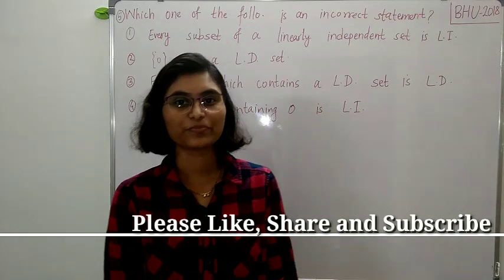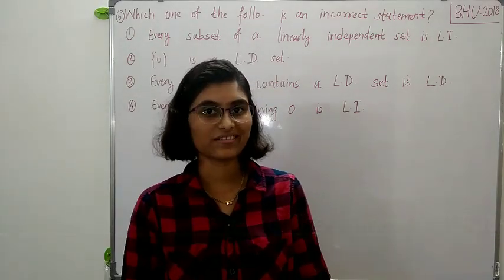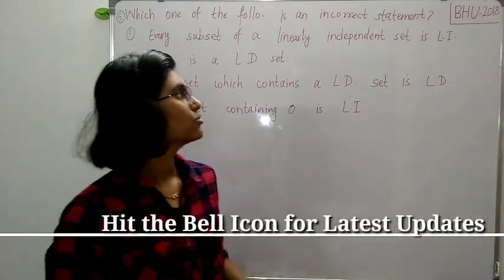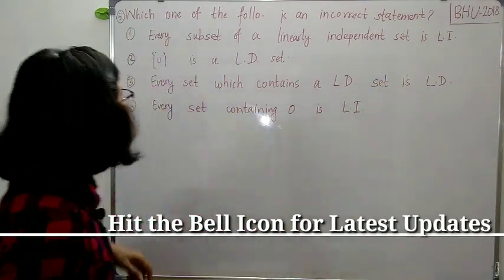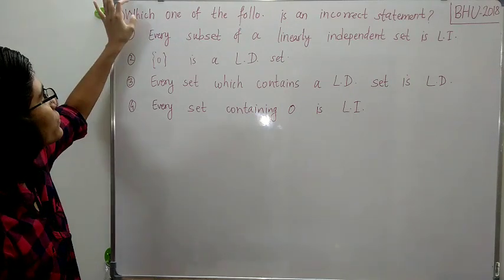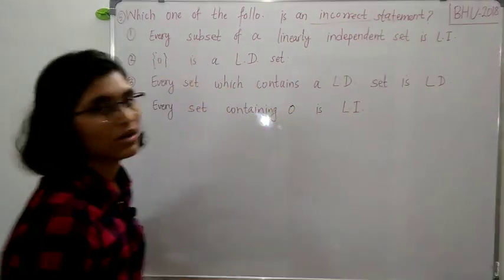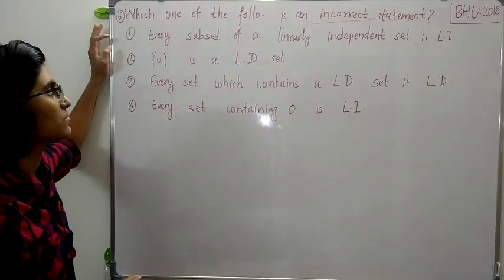In today's video, we are going to discuss some questions from the DHO entrance exam which was held in 2018. Now this is question number 5. We say that which one of the following is an incorrect statement. So you have to choose the incorrect statement from these.